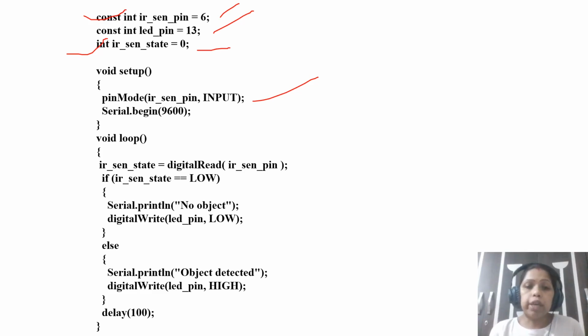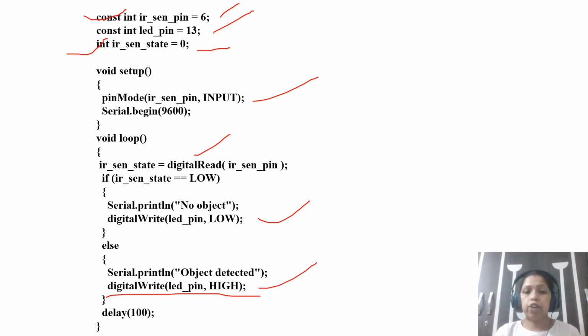Now if my digital read, if my sensor data is low, then no object. If my sensor data is low, then Serial print "no object", and the LED, the pin number 13 LED, will also be low. Otherwise, if the detector value is high, then the object is detected and the LED will be turned on.